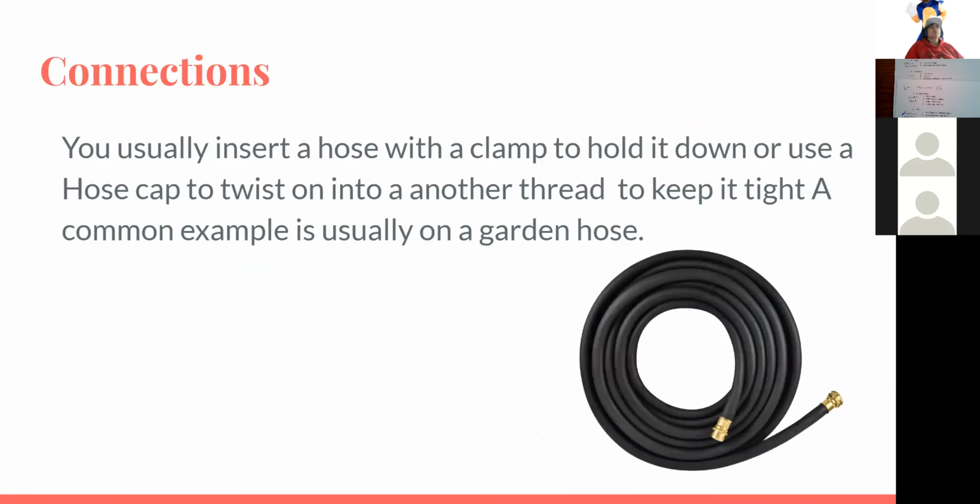Connections. You usually insert a hose with a clamp to hold it down, or use a hose cap to twist onto another thread to keep it tight. A common example is usually a garden hose.